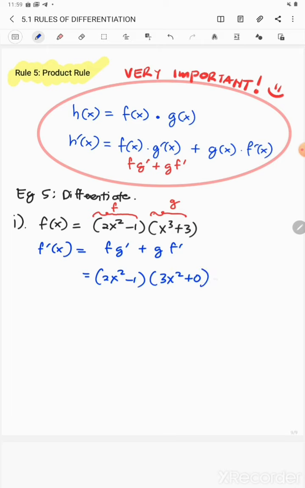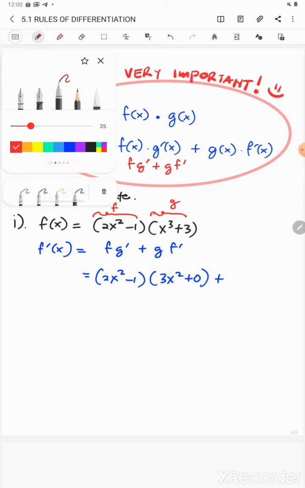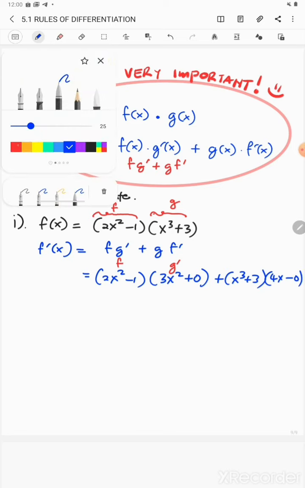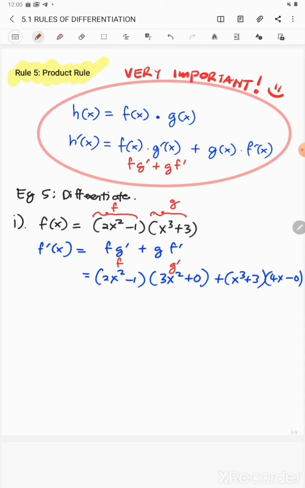Now plus, just now we have this one f, this one g prime. So continue to differentiate. Next is g. For g, you just copy the function, the term, x cubed plus 3, and then differentiate f, we differentiate 2x to the power of 2, so we get 4x minus 0. So f g prime plus g f prime.